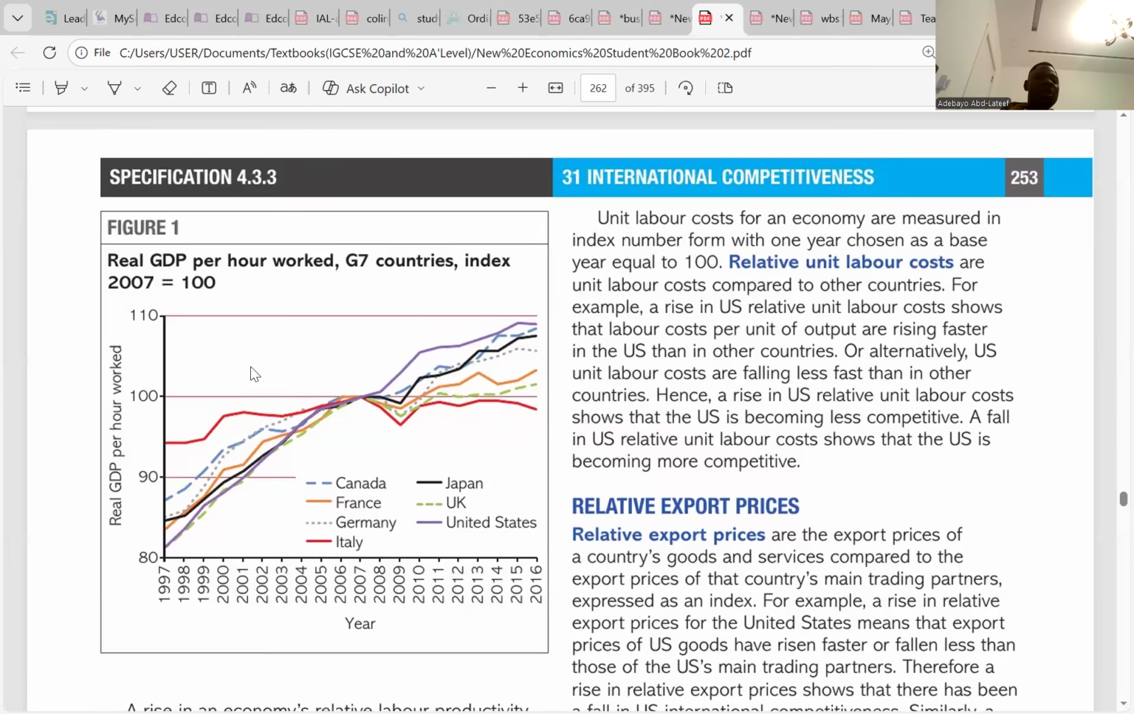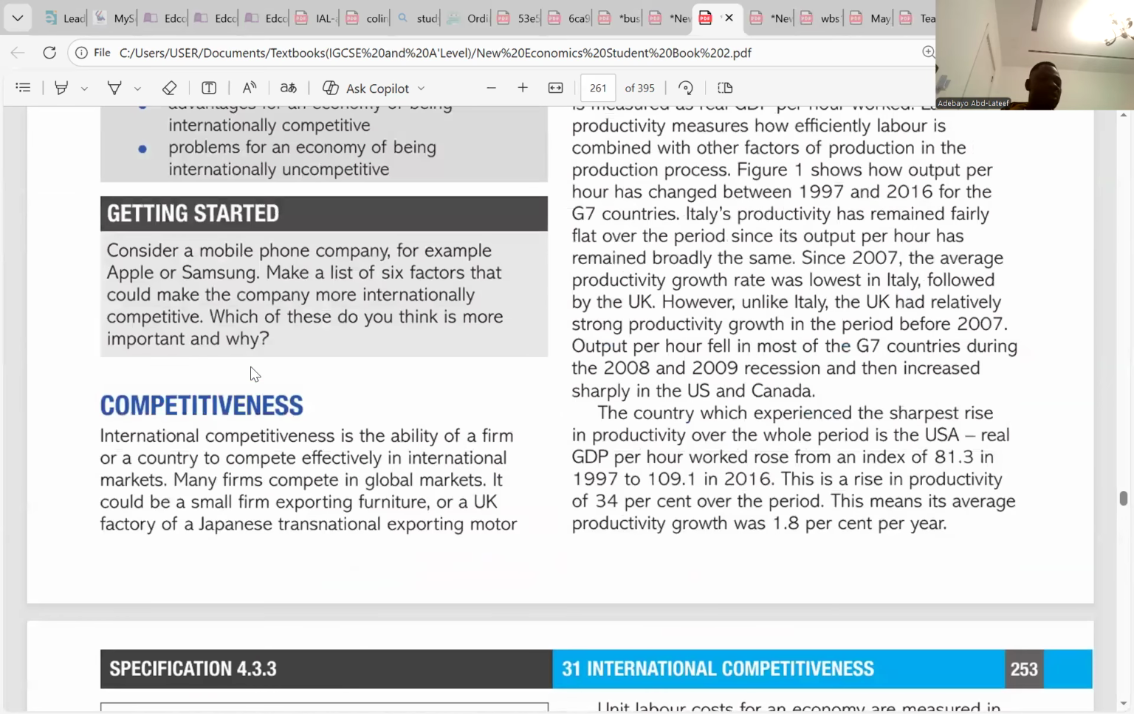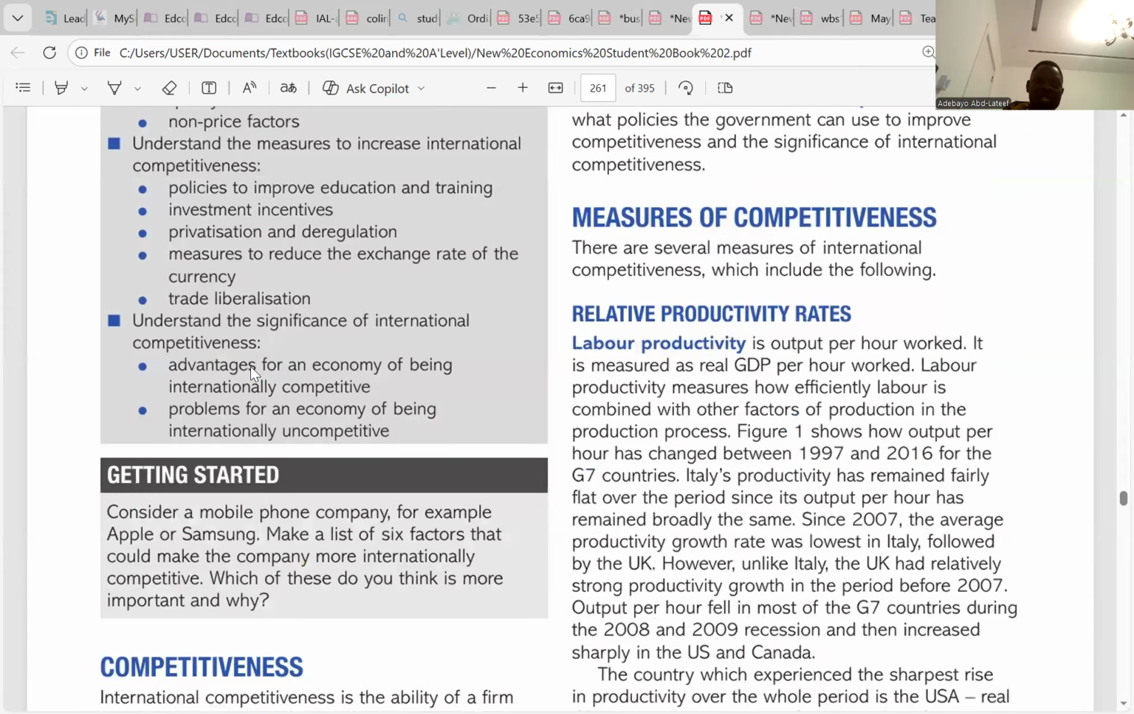I think it's clear. So measuring labor productivity or labor cost is simply talking about how productive labor is and how the cost of labor is. If labor productivity is increasing, a country or firms in that country are expected to be internationally competitive. On the other hand, if labor productivity is falling, the country is expected to be less internationally competitive. That is productivity. The other one is about cost of labor. If the labor cost is increasing, a country is likely to be less internationally competitive. On the other hand, if the labor cost is falling, the country is expected to be internationally competitive. That's how we measure competitiveness when it comes to relative productivity rates. I think it's clear. Good.